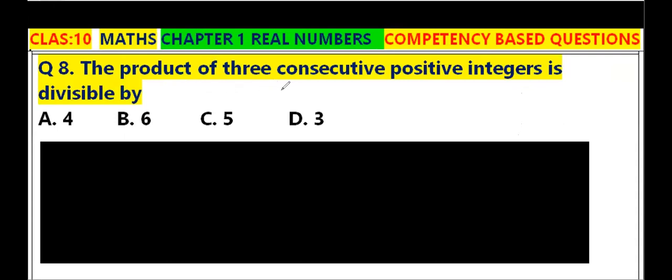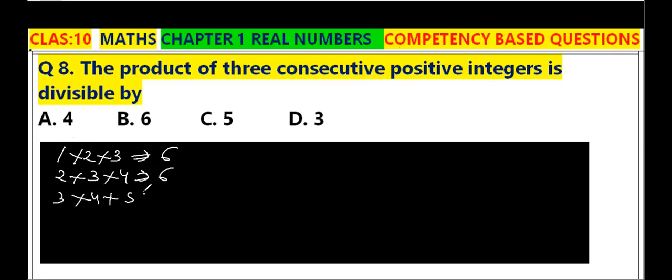The product of three consecutive positive integers is divisible by... positive integers means natural numbers. Three consecutive natural numbers किससे divisible हैं? देखिए, I am taking some numbers 1, 2 and 3. देखिए ये divisible है 6 से. 2, 3 and 4. This is also divisible by 6. 3, 4 and 5. This is also divisible by 6. So the product of three consecutive positive integers is divisible by 6. This is the answer here.